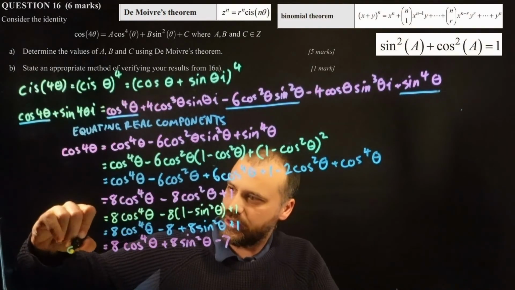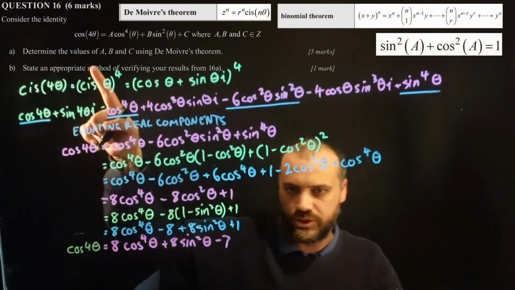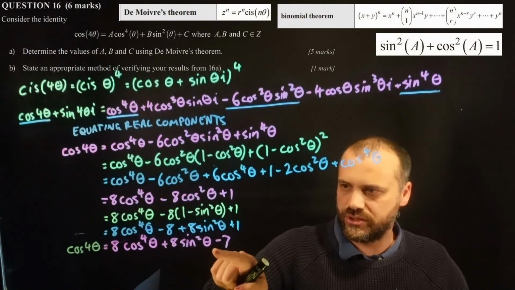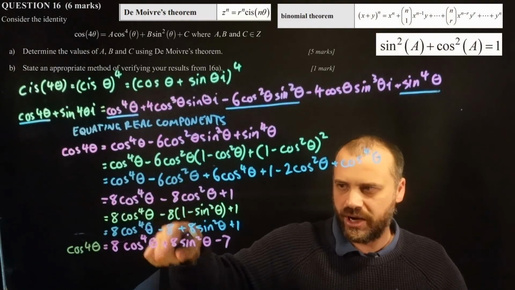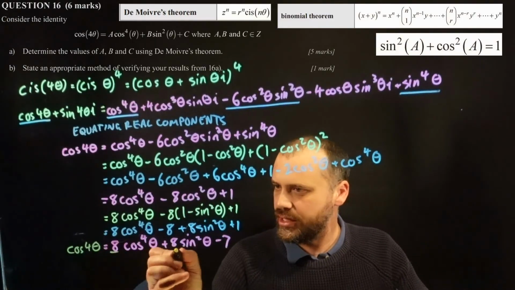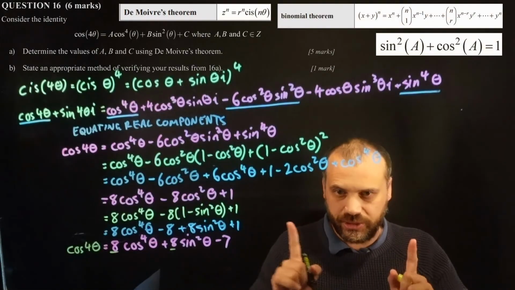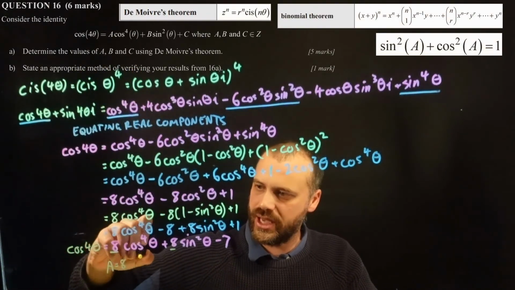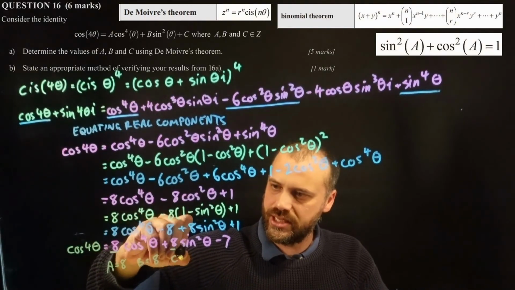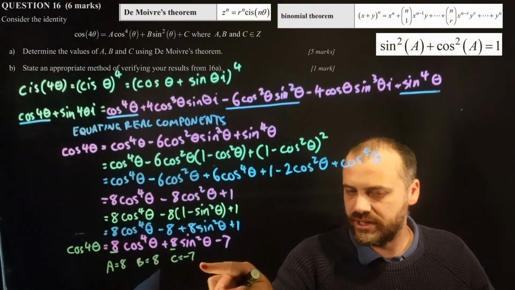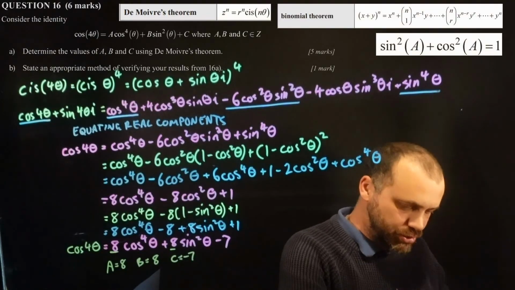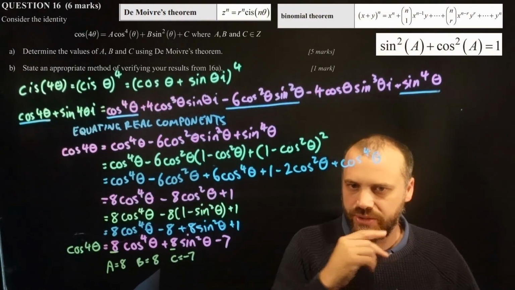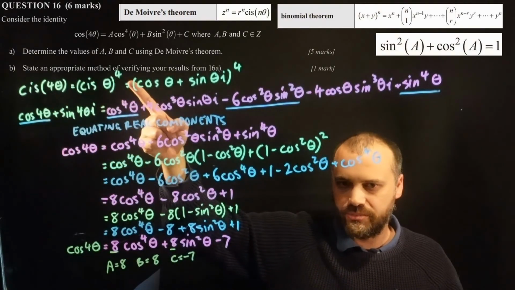We can say now that cos 4 theta, which is where we started, is equal to 8 cos 4 theta plus 8 sine squared theta minus 7. Okay, so 8, 8, and negative 7 are our actual answers because it says determine the values of A, B, and C. A equals 8, B equals 8, and C equals negative 7. There is our final answer to part A. Celebrate.